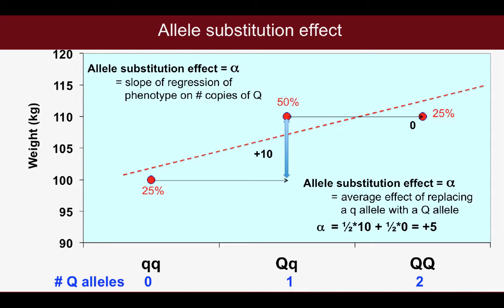So in this example, the breeding value of a little q individual is 0 times 5, which is the allele substitution effect, which is equal to 0. The breeding value of a heterozygous individual, which has one big Q allele, is 1 times 5, equal to 5. And the breeding value of a big Q individual is 2, which is the number of big Q alleles it carries, times 5, the substitution effect, which is equal to 10.